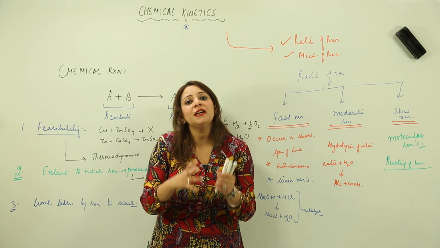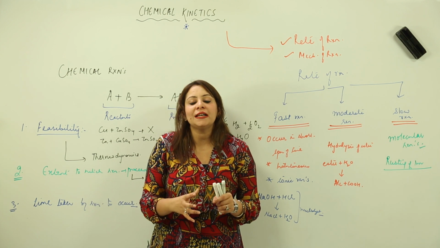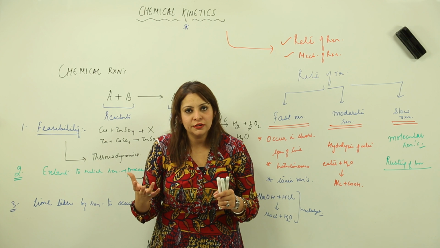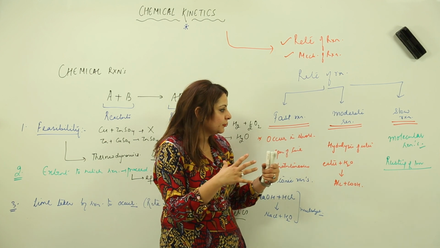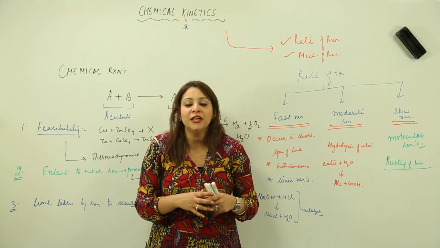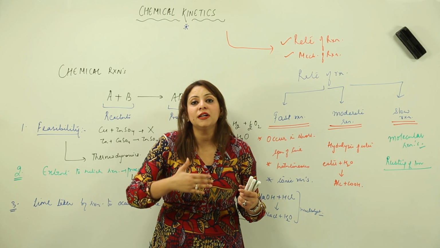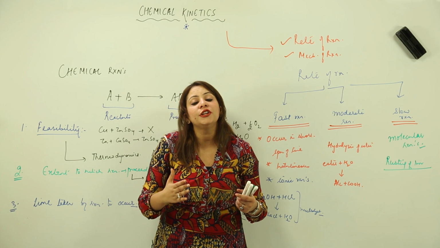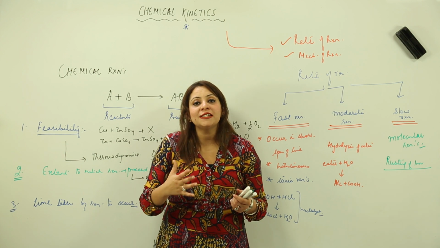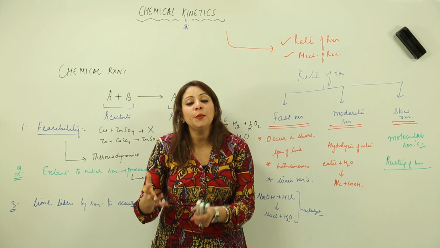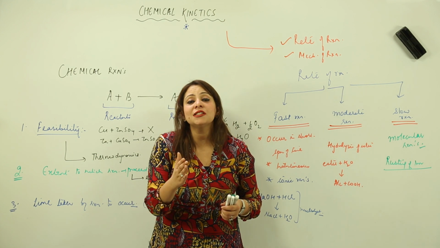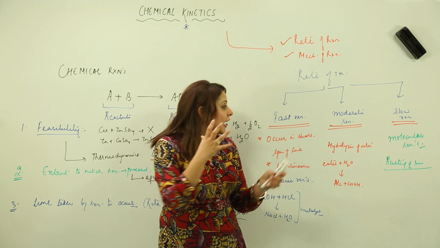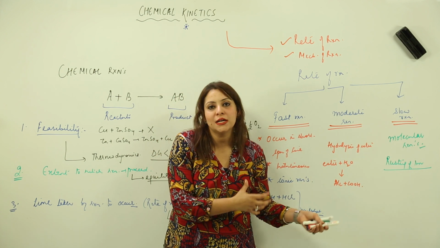So when the reaction is taking place, different reactants combine with different speeds. When different reactants start reacting with each other, the rate at which the bonds break, the rate at which the new bonds form, or the rate at which the energy is absorbed or evolved is different for different reactants. This is the reason that a few reactions are fast, a few are moderate and a few are slow.